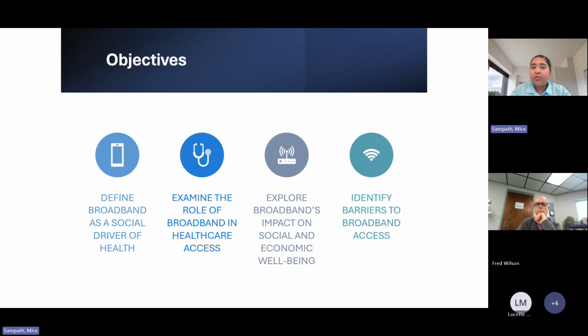So we want to discuss telehealth, digital health resources, remote patient monitoring, and other technologies like that as key benefits of broadband connectivity. We'd also like to explore broadband's impact on social and economic well-being, highlighting how broadband access influences education, employment, and social services, all of which contribute to a person's overall health. And finally, identifying barriers to broadband access. So, addressing disparities in rural, low-income communities, and discussing affordability, infrastructure, and digital literacy challenges.